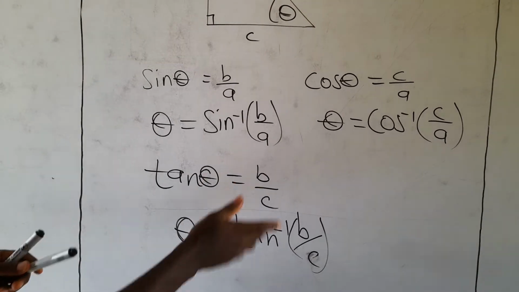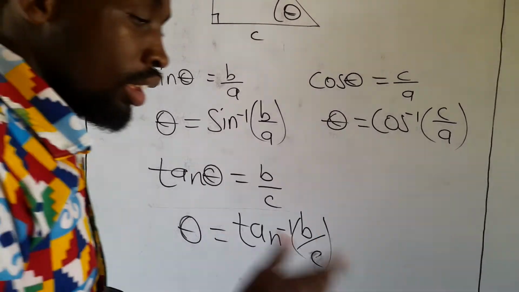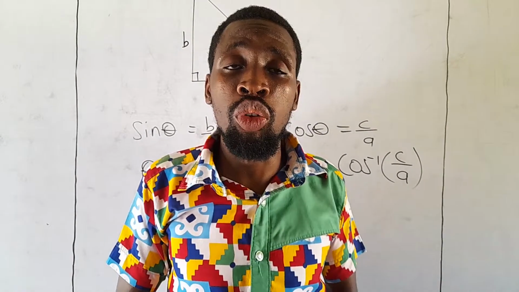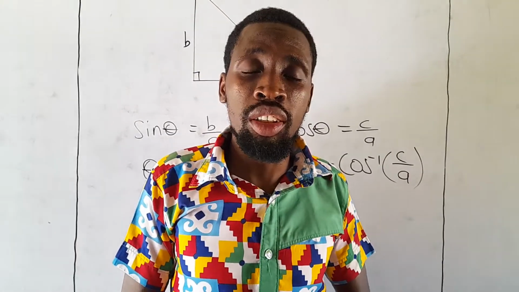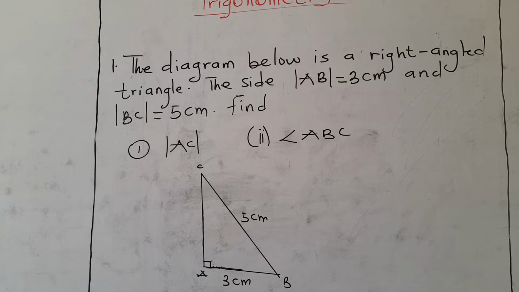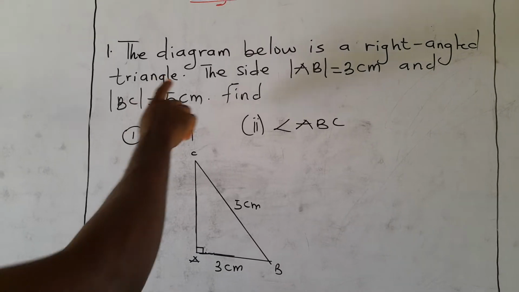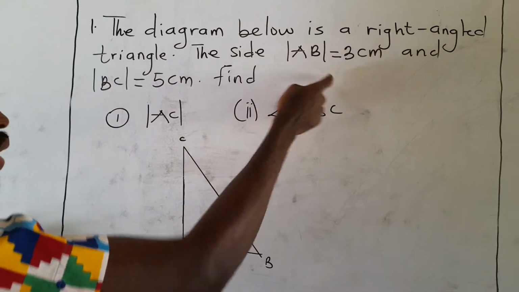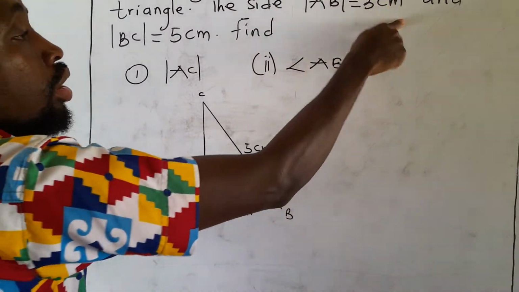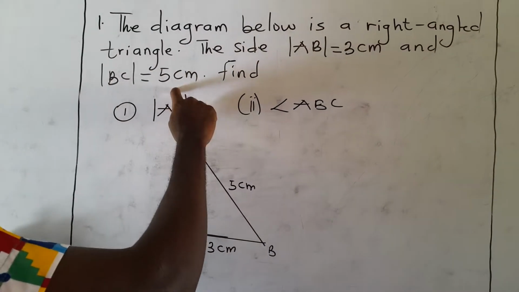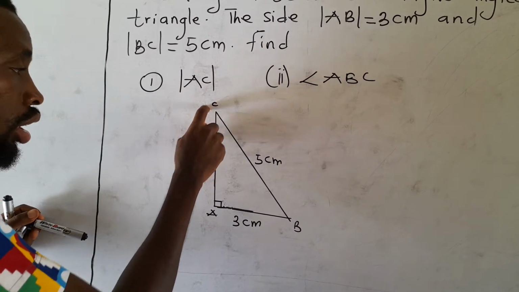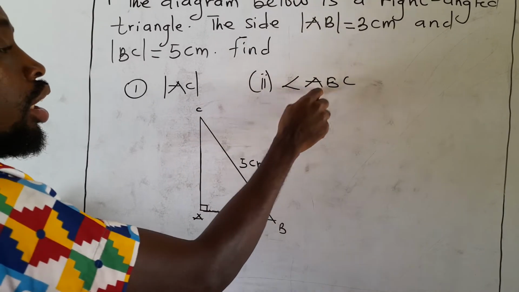So this is how we find them. Theta is nothing but an angle. We'll take some sample questions and see how we deal with that. Let's look at our first question. It says, the diagram below is a right angle triangle. The side AB is 3 centimeters and BC is 5 centimeters. Find AC and the angle ABC.